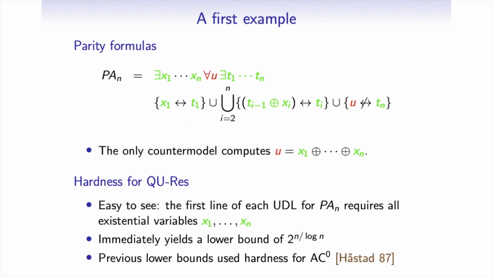Now, just a couple of examples before we finish of how we use this relation. Here are some parity formulas. It turns out that the only countermodel for these, actually, the universal variable, computes the parity of the existentials. It's very easy to prove a lower bound on these formulas using our size width technique, because it's very easy to see that the first line of a UDL must contain all the existential variables. Otherwise, it doesn't compute parity, and this immediately yields an exponential lower bound. So it's very simple.